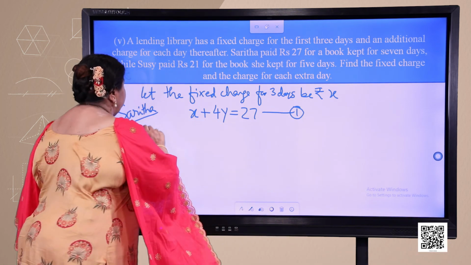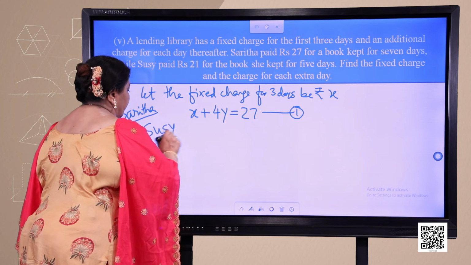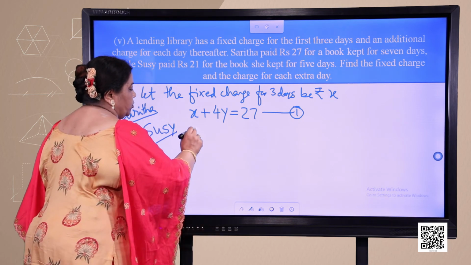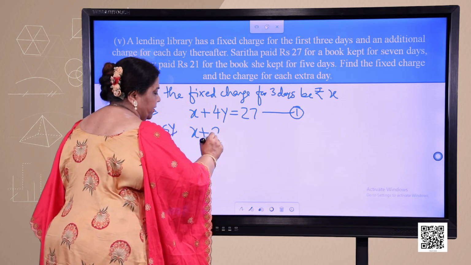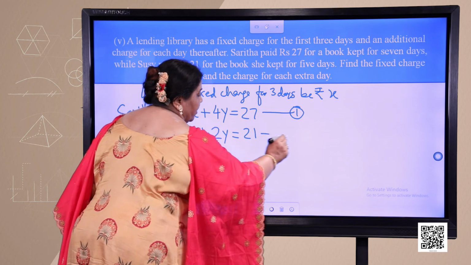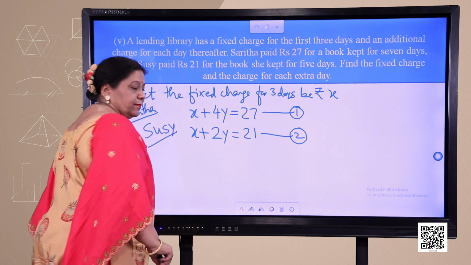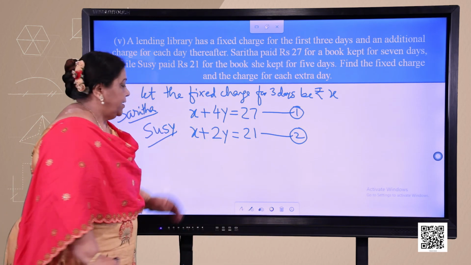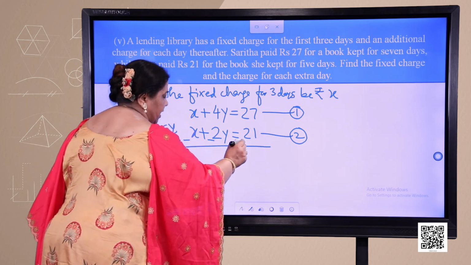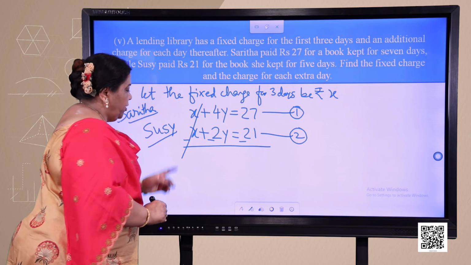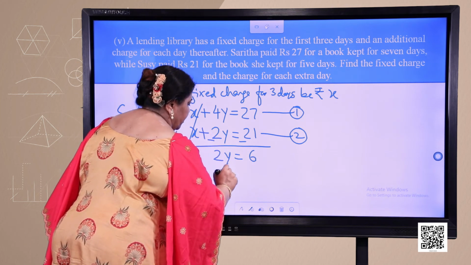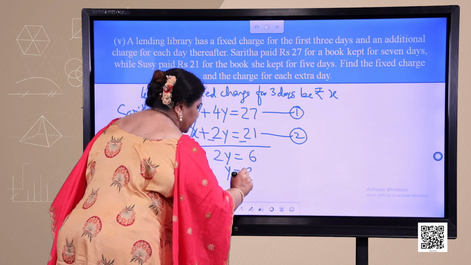Likewise, let us see for Susie. She has kept the book for 5 days. So, x plus what I should write? Yes, 2y is equal to 21. Are the equations clear? Yes. Now, we have same sign subtract, so signs will change. I get rid of x. So, I get 2y is equal to 6. What is y? It is 3.